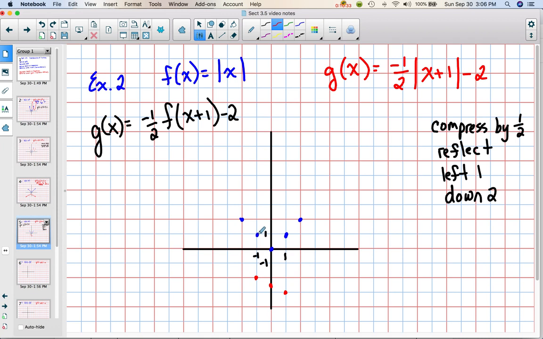Go over to this point. When x equals -1, I'm at a height of 1. Take half of that. I'm at a half. Reflect it across the x-axis. I'm at -1/2. Didn't mean to draw that point there. Oh, I can get rid of that. I'm at -1/2. Then I go to the left 1 and down 2. I'm here.